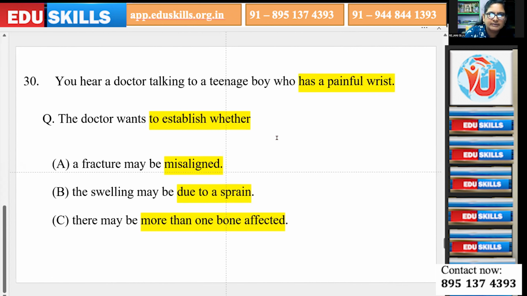Option A, a fracture may be misaligned. Option B, the swelling may be due to sprain. Option C, there may be more than one bone affected. The doctor is a female voice. So she has to establish whether it is misaligned, or due to sprain, or more than one bone affected. Now listen to the audio. Question 30. You hear a doctor talking to a teenage boy with a painful wrist. Now read the question.